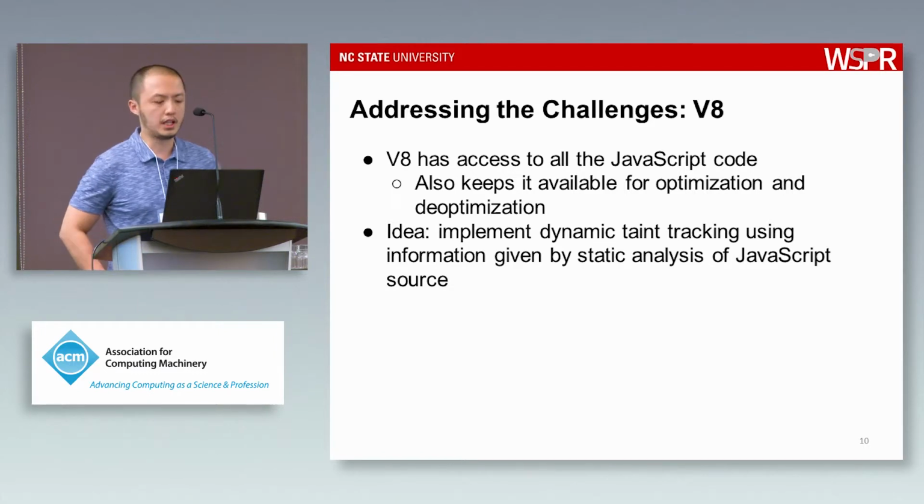So to address these challenges, we will rely on the observation that V8, being a JavaScript JIT compiler, has to have a copy of the JavaScript code that's ever going to be executed inside the Chrome browser. And one nice thing about the V8 engine is that it also keeps the source code available even after compilation, because it needs to support optimization and possibly de-optimization of the emitted native code. So our idea here is to implement dynamic taint tracking by supplementing it with information obtained from static analysis of the JavaScript source code.